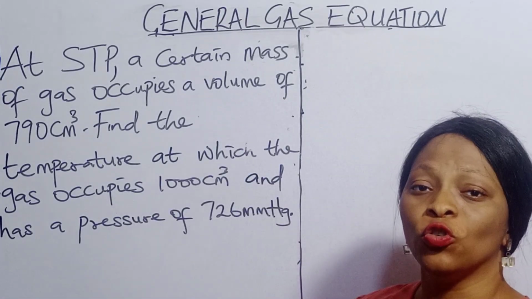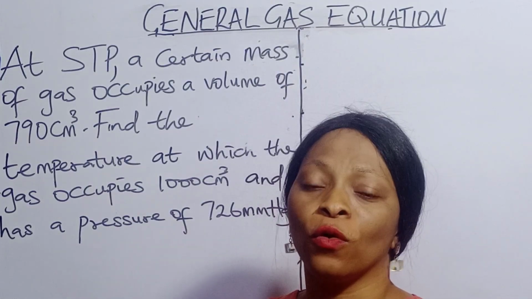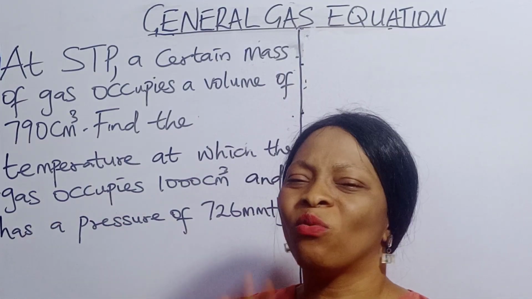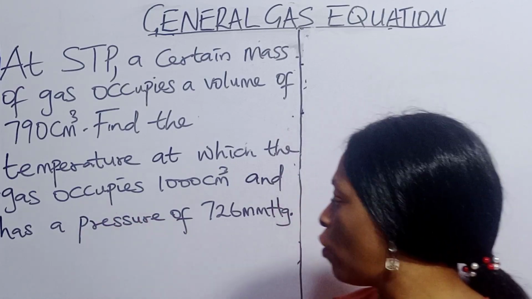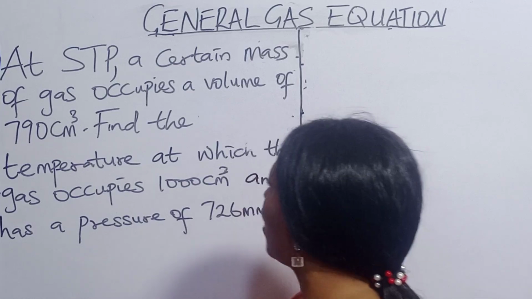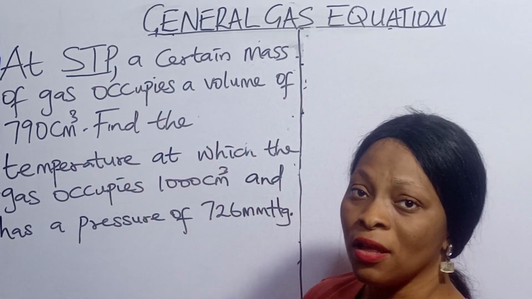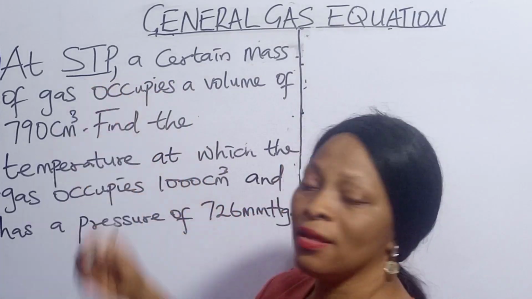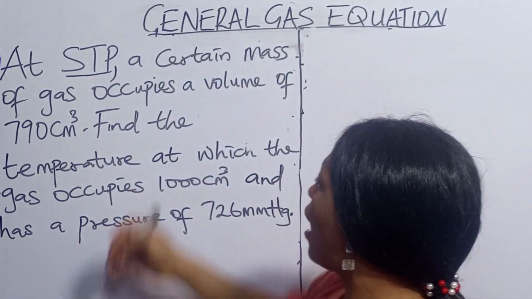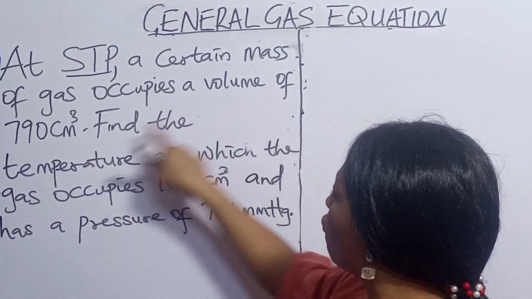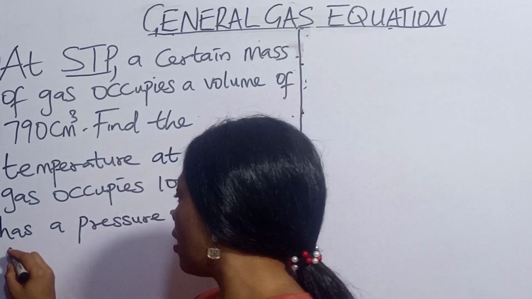Please, the first thing to do is to write out your parameters. If you fail to do so, you may mingle up unnecessary values. So let's write out our parameters. Now, it says at STP. First of all, what is STP? Standard temperature and pressure. So, at this STP, a volume of this was occupied. So, let's get our values down.